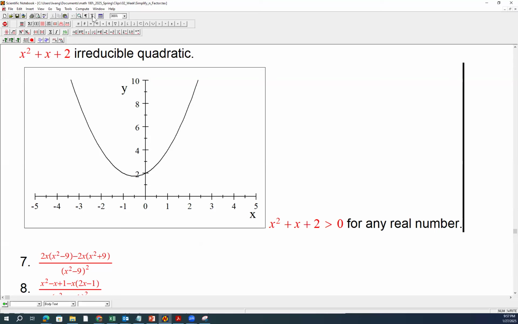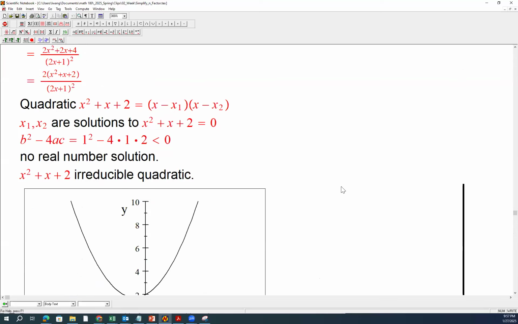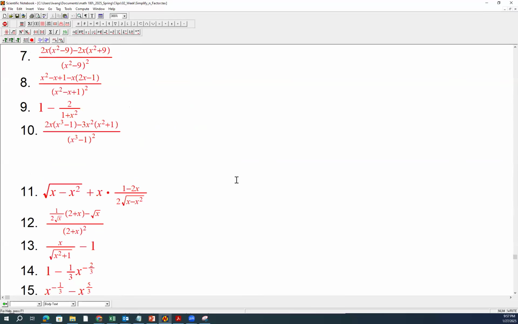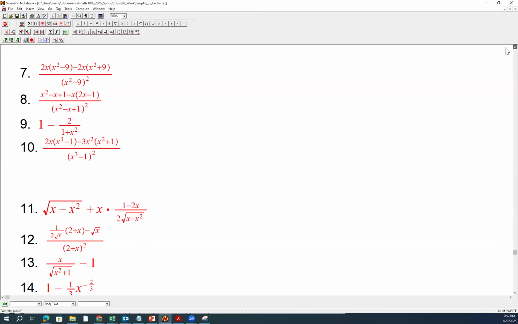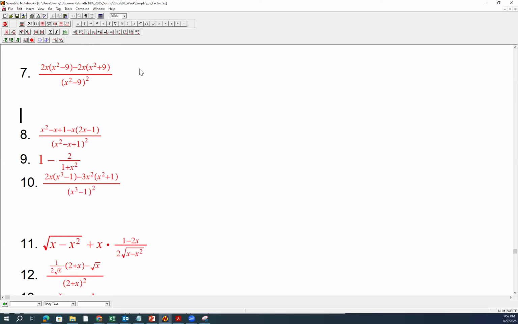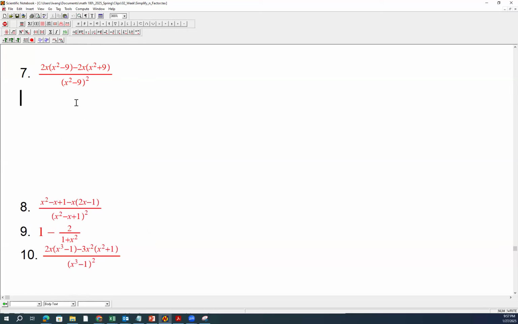Okay, so you can see how we use our algebraic knowledge to work the algebraic to calculus questions. Number 7. Okay, so this is another reducing question.